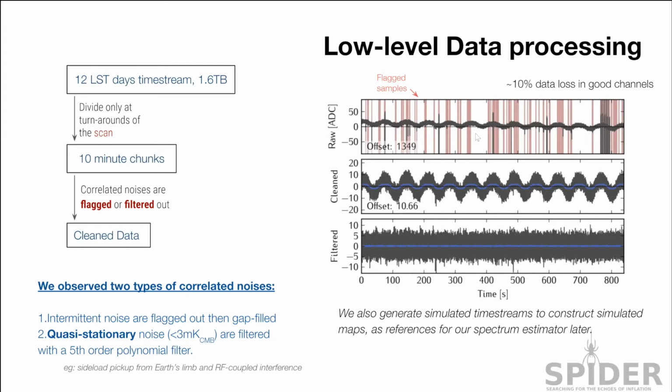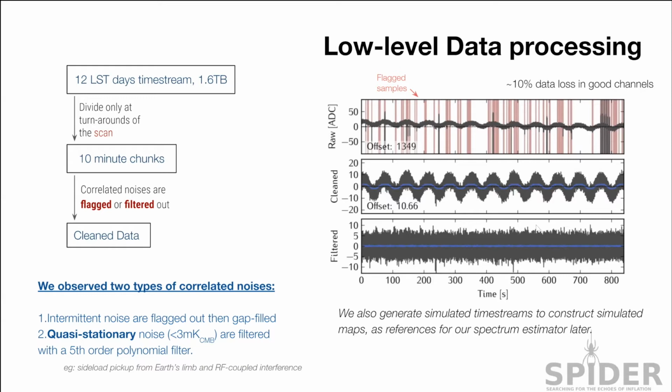Then we have this quasi-stationary noise that is somehow correlated with the scan strategies in our timescale. It is similar to ground pickups from other experiments, but it's smaller than the amplitude of the dipole, and it changes with time. So right now we're using a 5th order polynomial filtering on that time stream. It is an aggressive filtering, and you can see the effect of that later in our result plot.